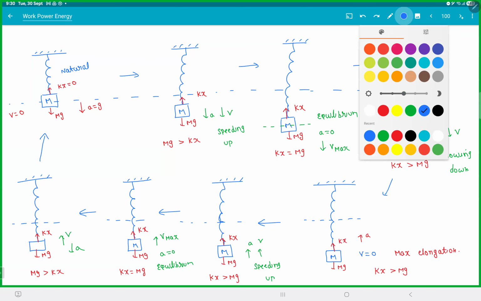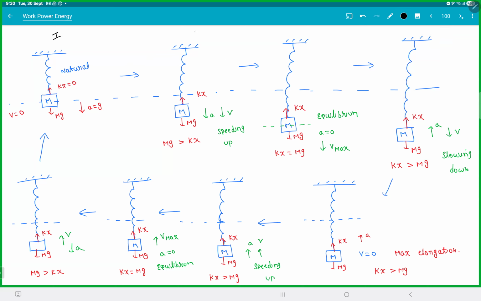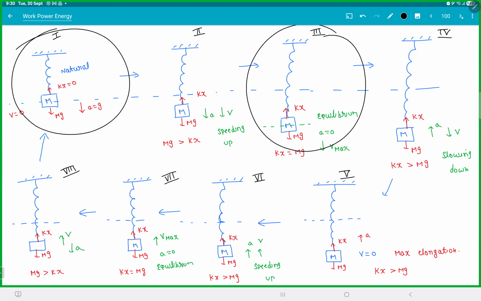So if you look at the states here, this is my state 1, this is my state 2, this is my state 3, this is my state 4, state 5, state 6, state 7, state 8, and again back to state 1. So this spring block system will go through these 8 states continuously. Now in this, the question asked is find the maximum speed and maximum elongation. So you're interested in state 1, state 3, and state 5. State 7 also you can take, but okay. Are you clear with this?